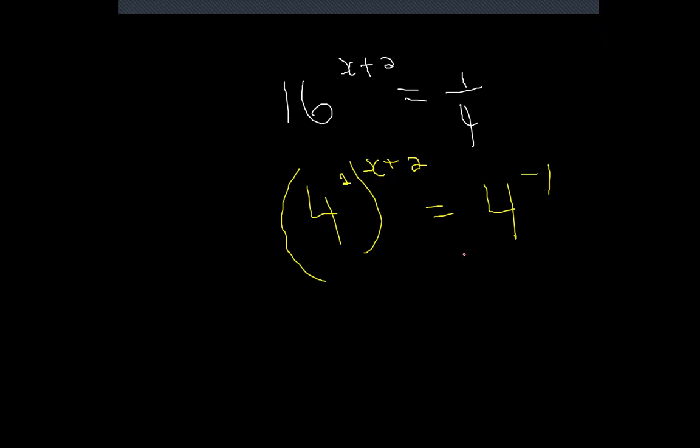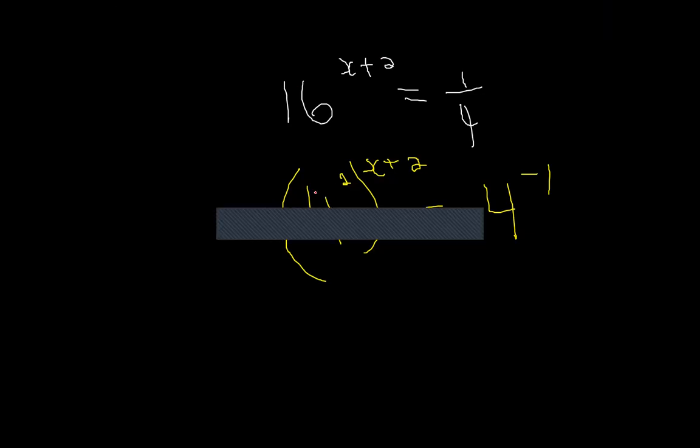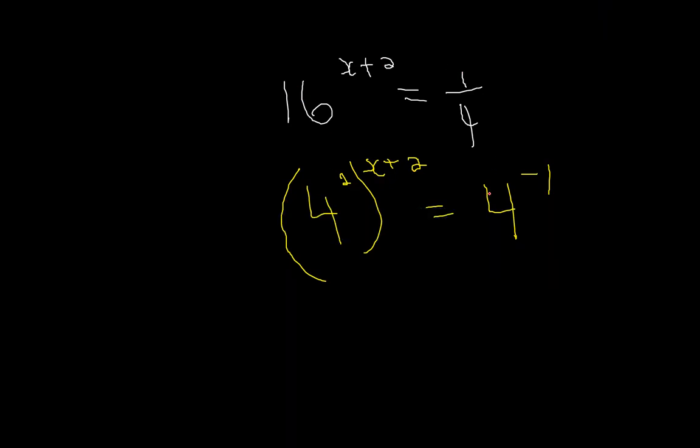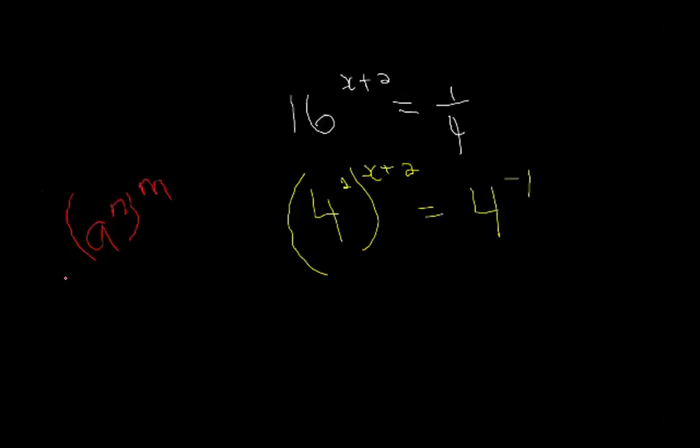Right. So this is what I was saying. 16 to the power of x plus 2 can be rewritten as 4 squared to the power of x plus 2, because 16 is 4 squared. And then I said a quarter is the same as 4 to the minus 1. What I was explaining just now is that we know a rule that says a to the power of n, and this whole thing to the power of m, is the same as a to the power of nm.